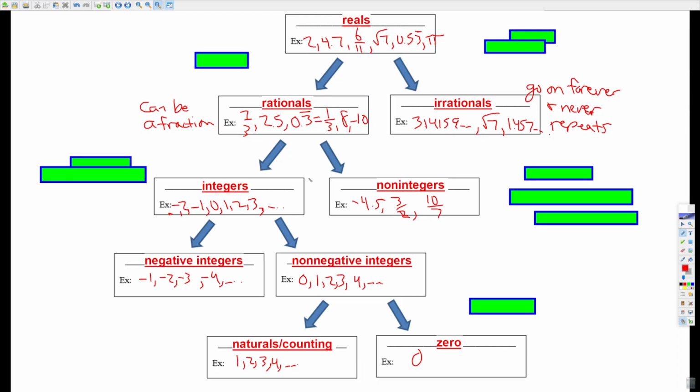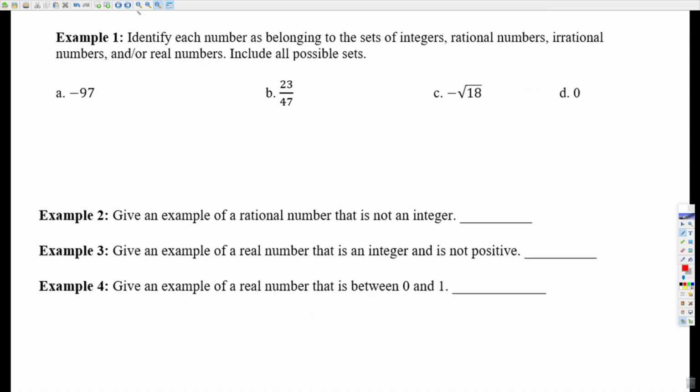So if you're a part of any of these categories, you're also part of the category above it all the way through. So if you are the number 0, look at the number 0, you are part of the non-negative integers, you're part of the integers, you're a part of the rationals, and you're part of the reals. If you're an irrational number, you're only part of the irrationals and the reals. So you're a part of every category that's above it as you go up through the arrows. So obviously, if I give you a random number, it can belong to more than one category in one set.